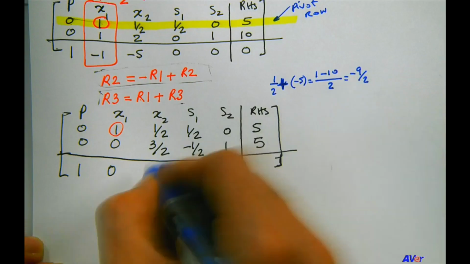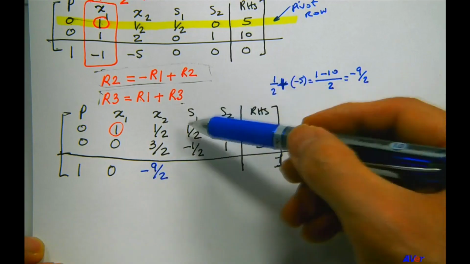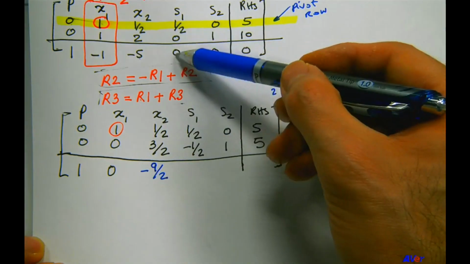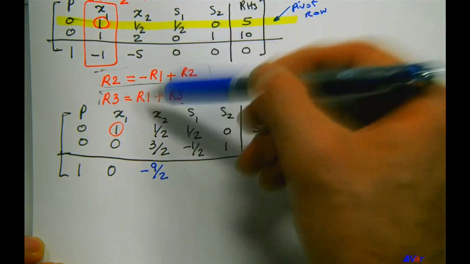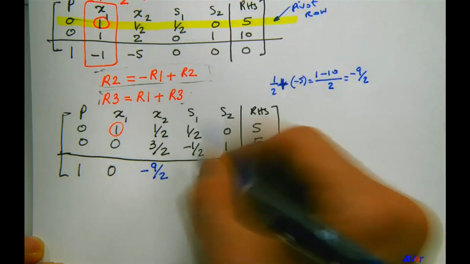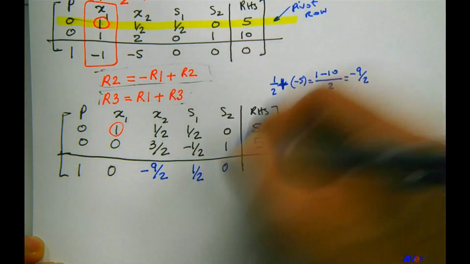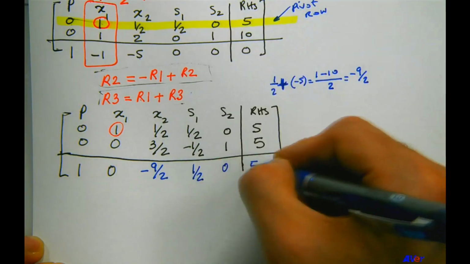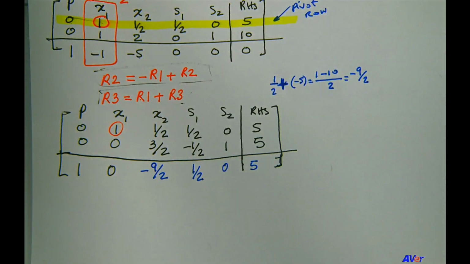So we end up with -9/2. That -9/2 ends up here. And then 1/2 plus 0. We're still carrying out this row operation, because row 1 plus row 3. 1/2 plus 0 is 1/2. 0 plus 0 is 0. And 5 plus 0 is 5. Okay? I hope this matches what you wrote down for your next tableau before you unpause the video. Okay?